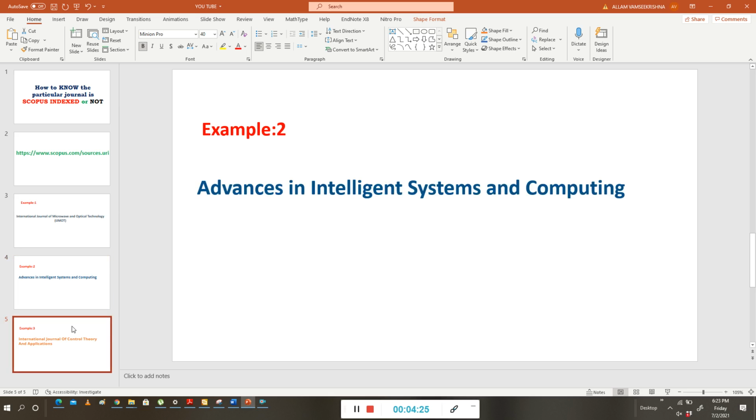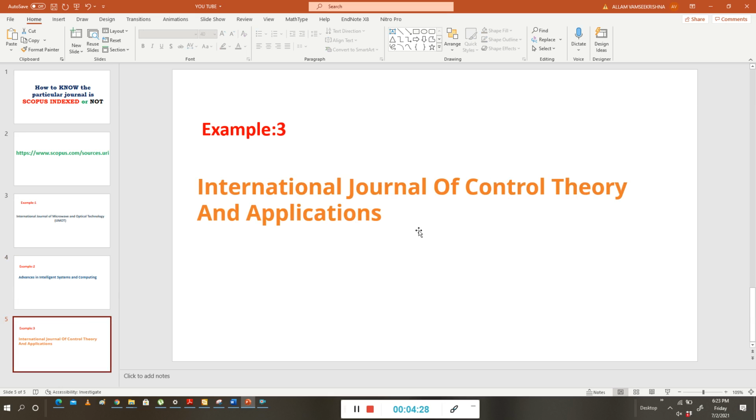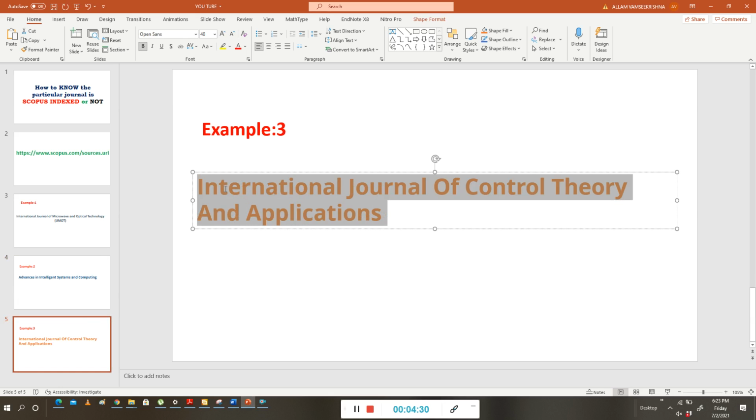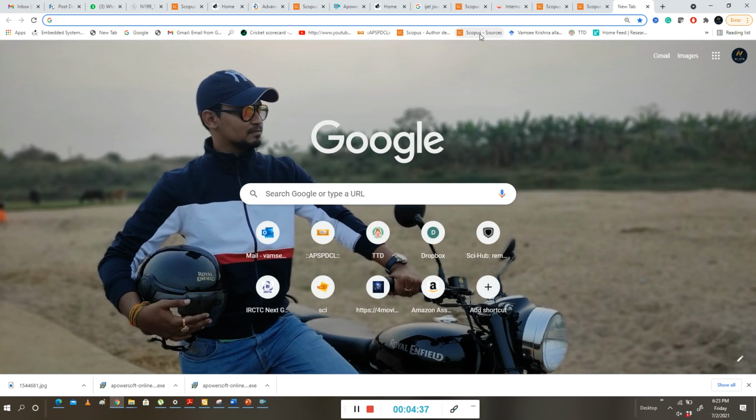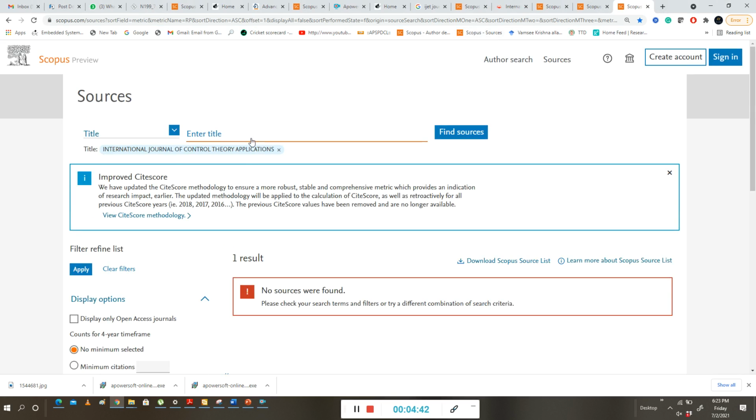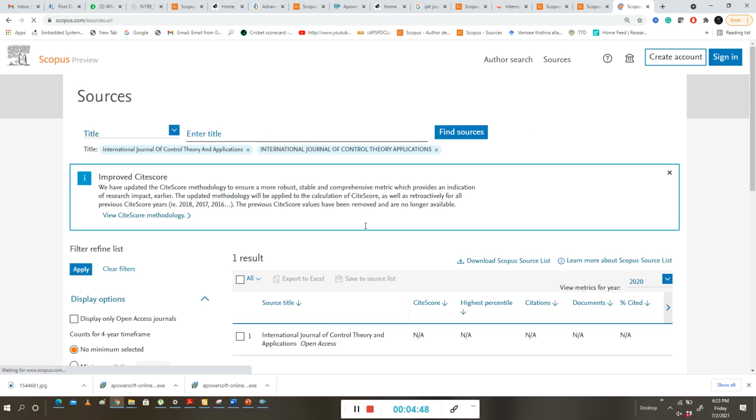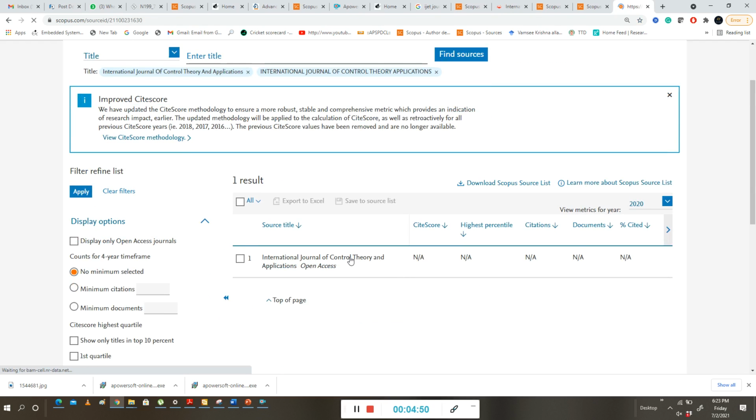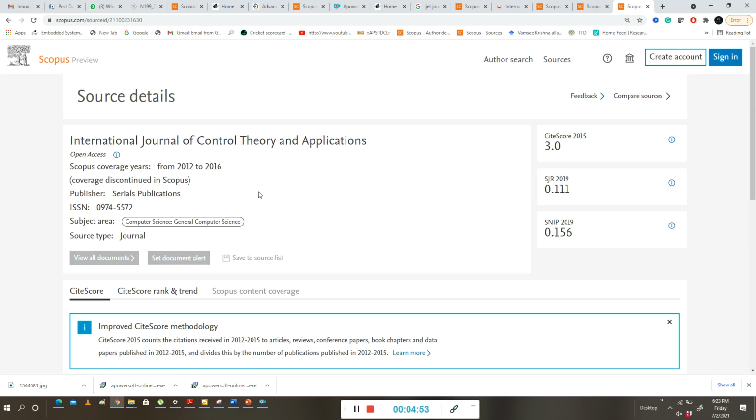Now coming to the third one, International Journal of Control Theory and Applications. We'll see whether this journal is Scopus indexed or not. Go to the sources. It came up. Click on this. See, Scopus coverage from which year to which year? 2012 to 2016 only. That coverage is discontinued.